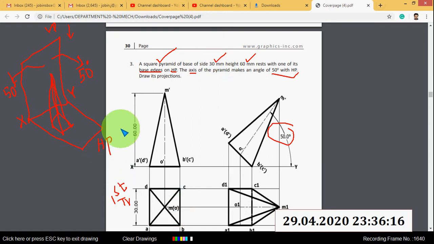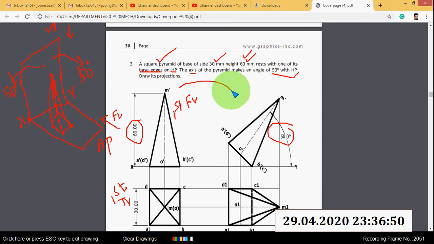Then this is the front view direction. The front view is a triangle, so you have to draw this triangle. This is the first front view. So first draw the top view, a square, then project it and draw the first front view. It's a triangle, and you can see the height of the triangle is 60 mm.